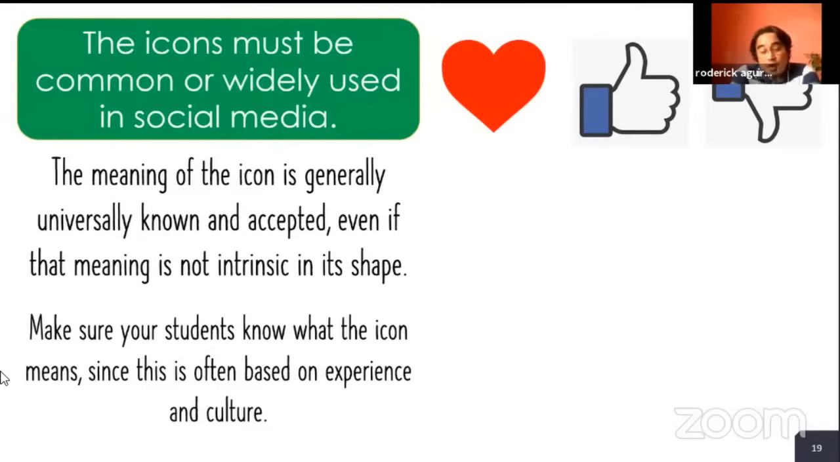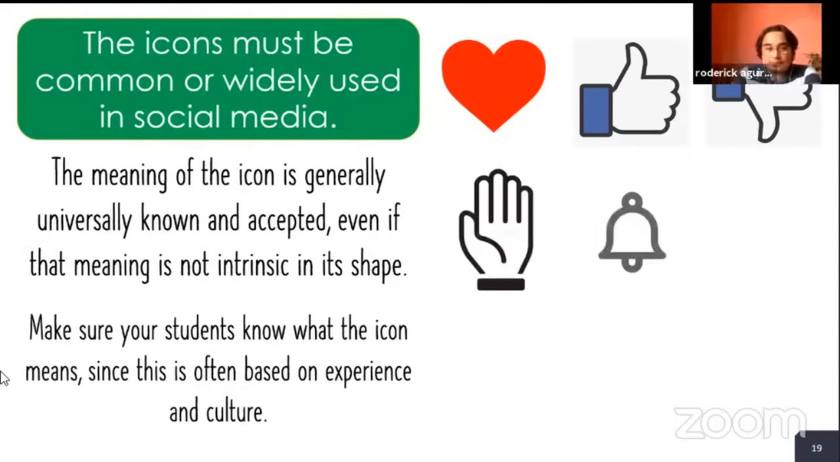And we need to educate our students na hindi lang yung ka-click-click ng icon. We need to know that the icon that you're going to click or the icon you're going to use should match what you actually feel and what you actually think about.